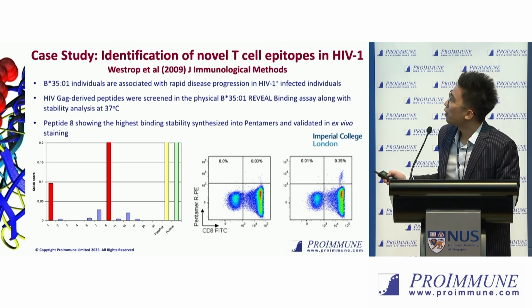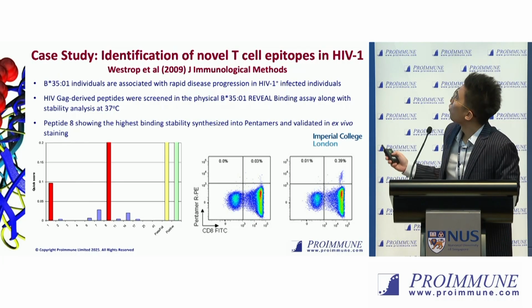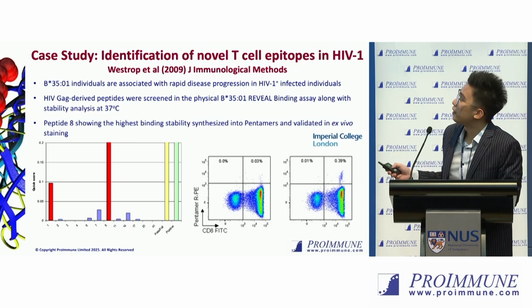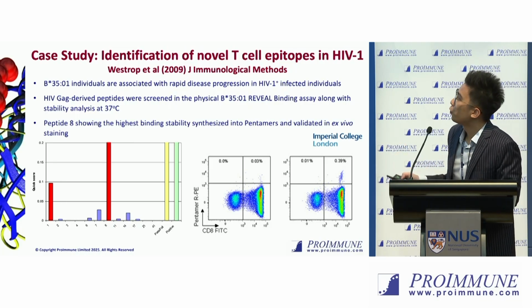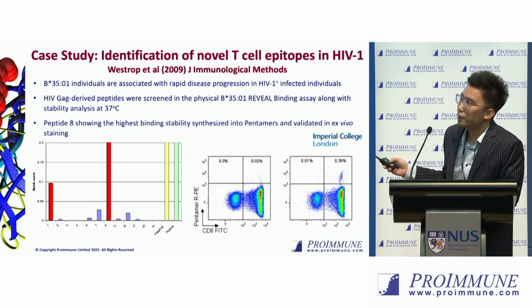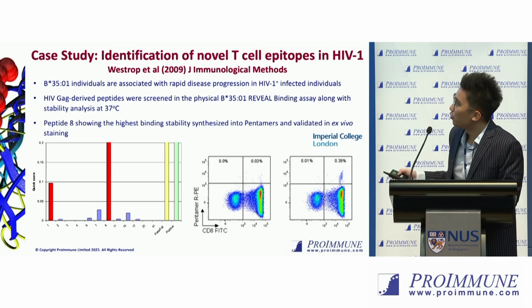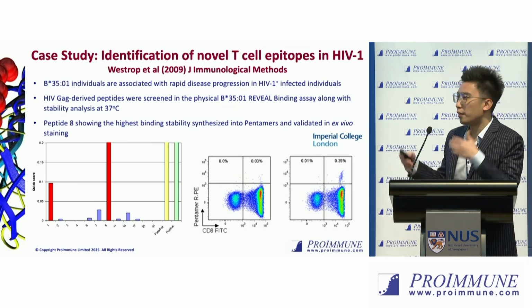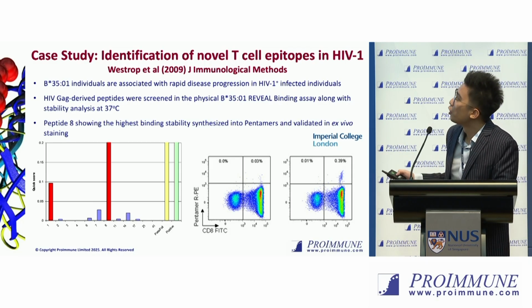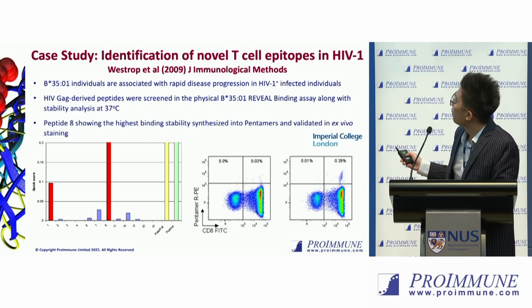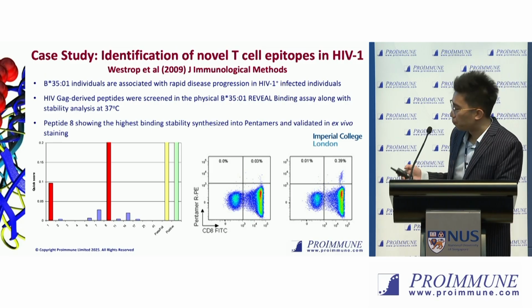So these were screened in our physical B3501 REVEAL binding assay, along with a stability analysis at 37 degrees Celsius. So here is the data. In total, 44 peptides were screened, and 12 of these peptides had comparable binding characteristics. That's why there's also a follow-up stability analysis at 37 degrees Celsius, and you can see that peptides 1 and 8 have the highest stability index, with peptide 8 showing the highest binding stability, which we later synthesized into pentamers for them to validate in their ex vivo staining as well.